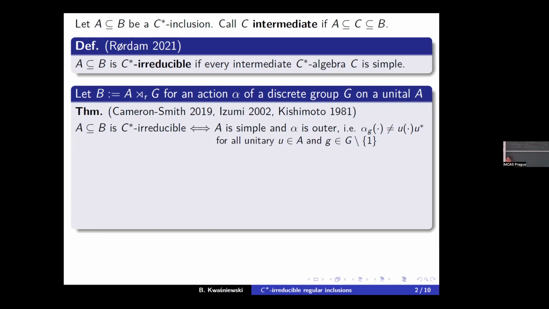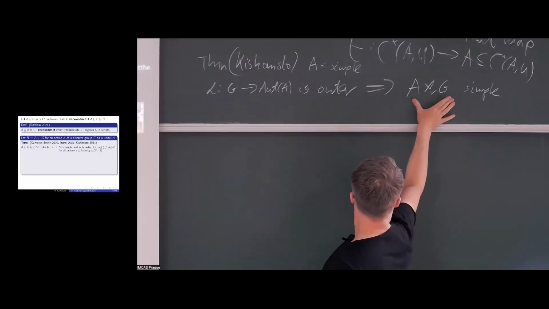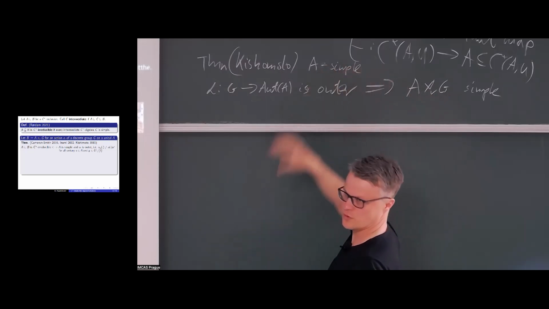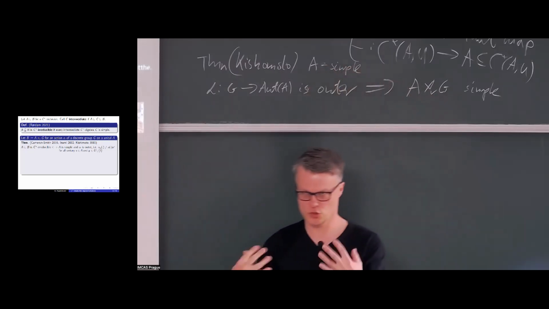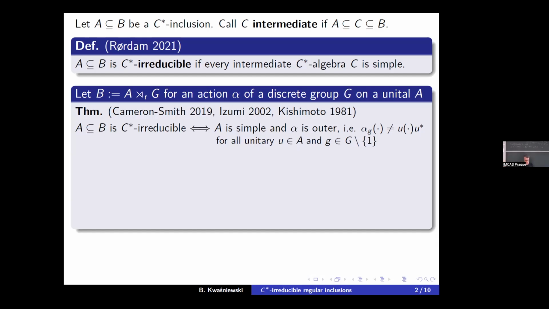So this inclusion is C*-irreducible if and only if this algebra is simple and this action is outer. So this implication in general is not an equivalence, the simplicity of this does not suffice to give you this. But if you require C*-irreducibility, this is a much more rigid assumption. This gives you if and only if. And moreover, Cameron Smith gave this Galois correspondence. So not only do we have this characterization of C*-irreducibility, but also we have a description of all intermediate C*-algebras. One side is clear.